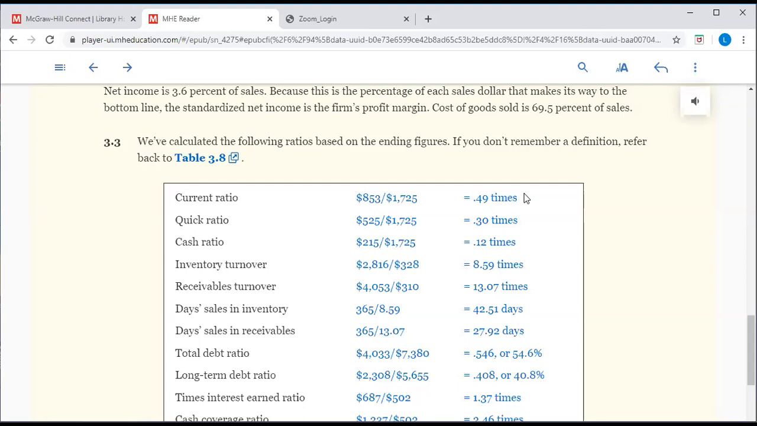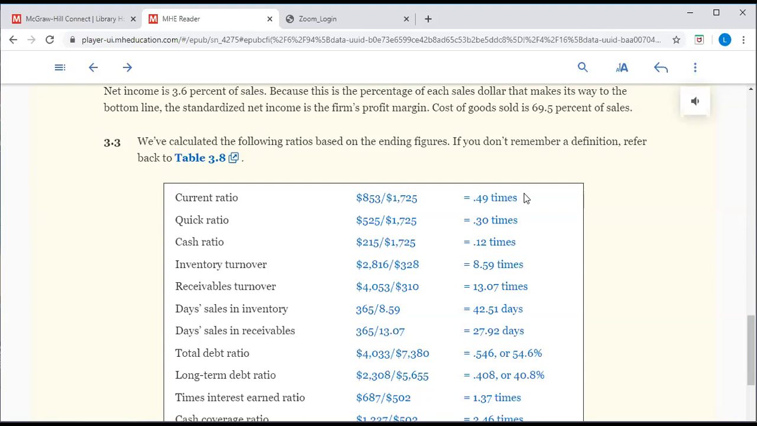8.59 times. I'm going to skip down to days sales in inventory, because if you take the number of days in a year, 365, and divide it by your inventory turnover you just calculated, that's going to tell you how many days on average it takes to sell your inventory from the day of purchase to the day of sale. 42.51 days. Now, it depends on your industry.